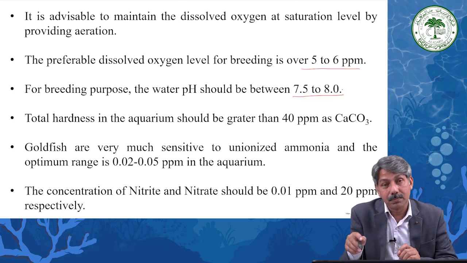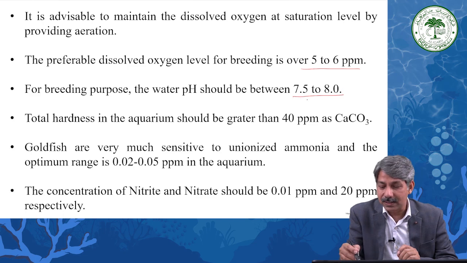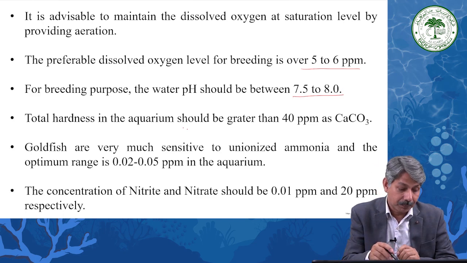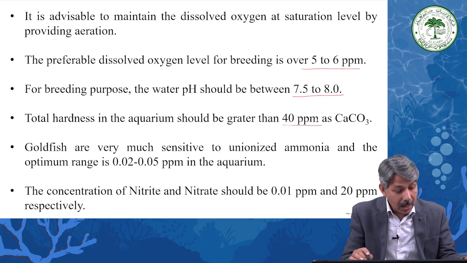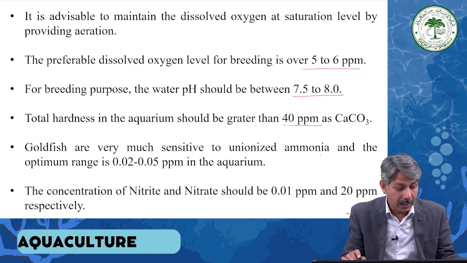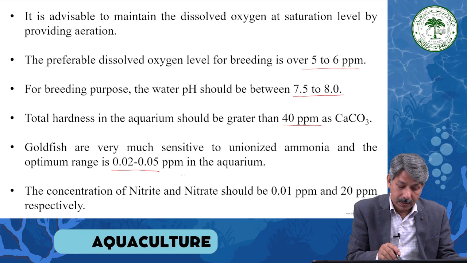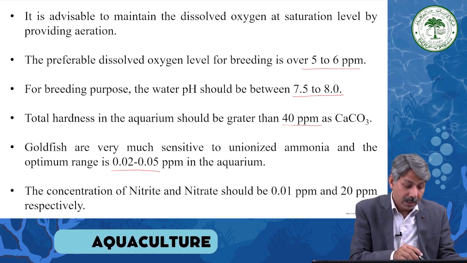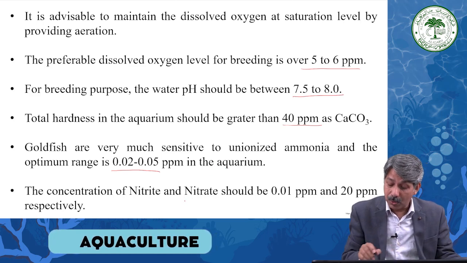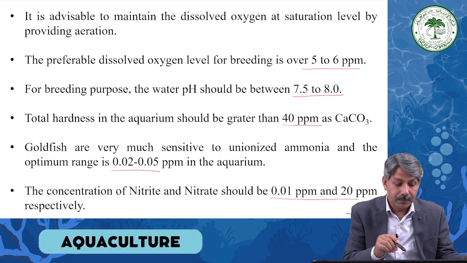Water pH should be maintained above the neutral level, slightly above, you can say slightly alkaline water is preferred. Total hardness should be greater than 40 ppm as calcium carbonate. And goldfish are very much sensitive to unionized ammonia, and the optimum range is 0.02 to 0.05 ppm in the aquarium. The concentration of nitrite and nitrate should be 0.01 and 20 ppm respectively.